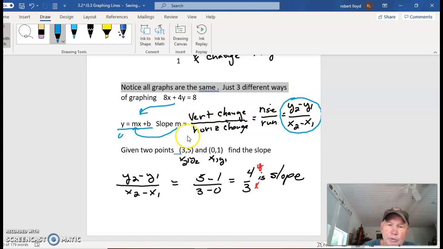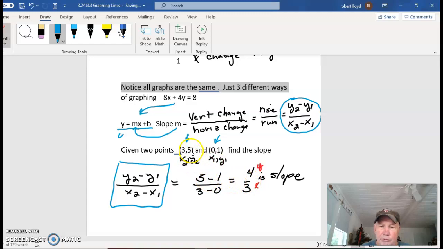So if we're given 2 points and we want to find the slope, the first thing we do is label one point x2, y2 for the x and y values, and the other point x1, y1. Then we substitute the numbers into our formula, and the result is the slope.